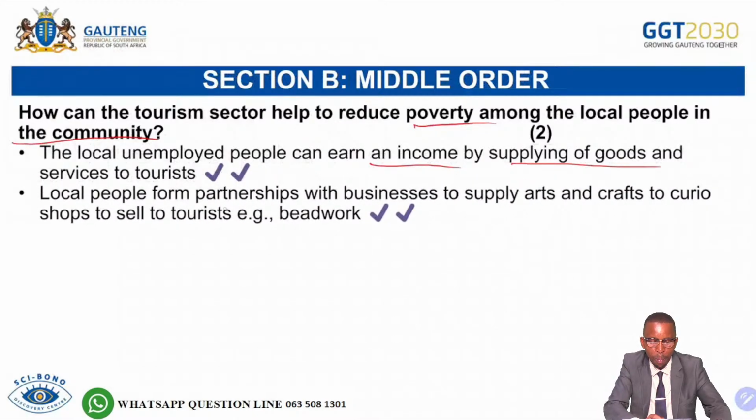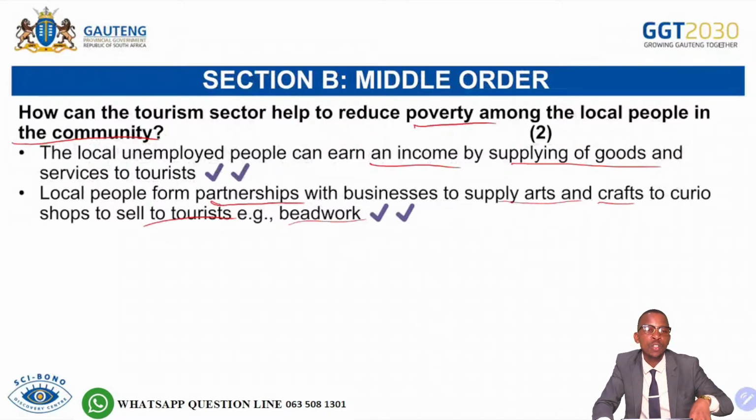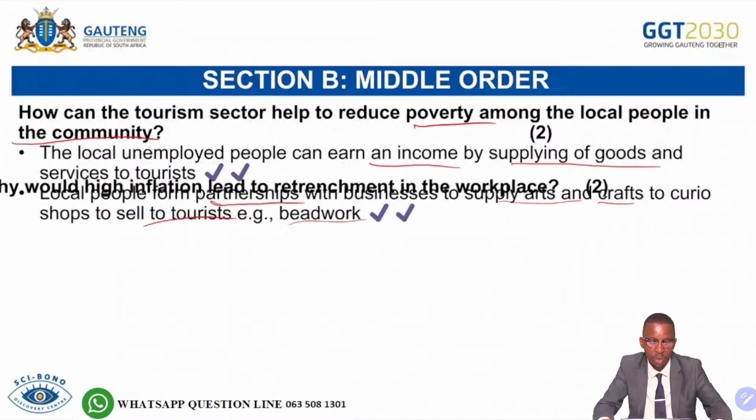Local people form partnerships with businesses to supply arts and crafts to curio shops to sell to tourists, e.g. beadwork. Yes, local people can form a partnership with the formal businesses in the area, so that they will be the main suppliers of those craft works, so that they can be sold to the tourists in that particular area.